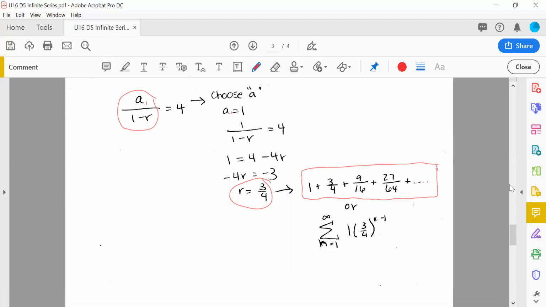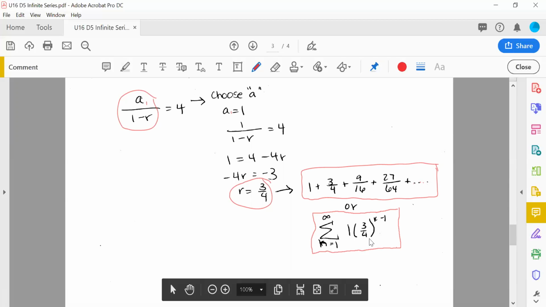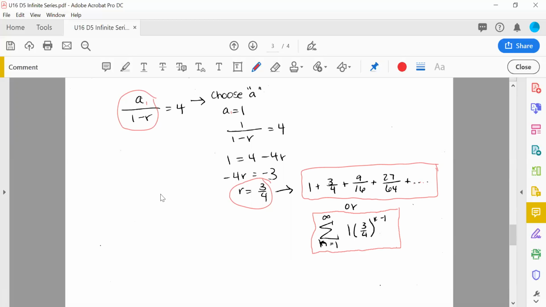Or if you wish to write it in sigma notation, you could say the sum as any variable, in this case, Ms. Middleton used k, as k goes from 1 to infinity, of 1, the first term, times r, which is 3/4, to the k minus 1 power. Again, that's your choice, whichever way you choose to write that series.